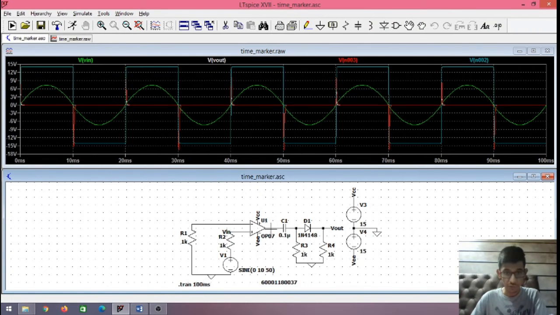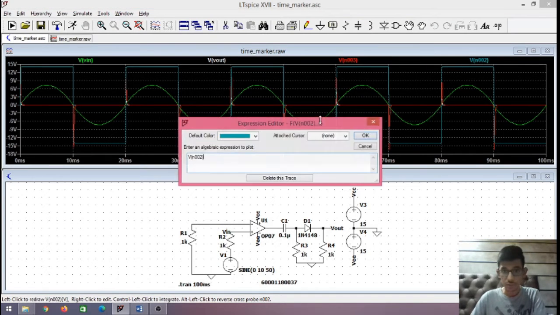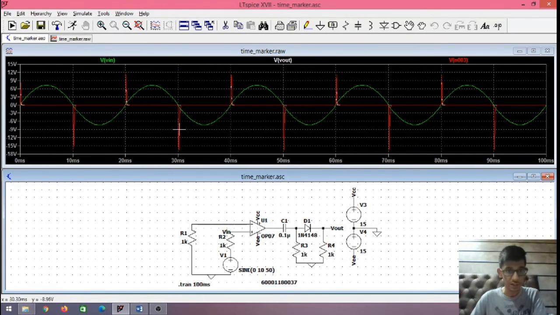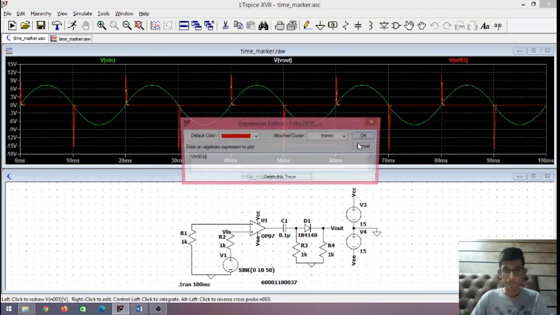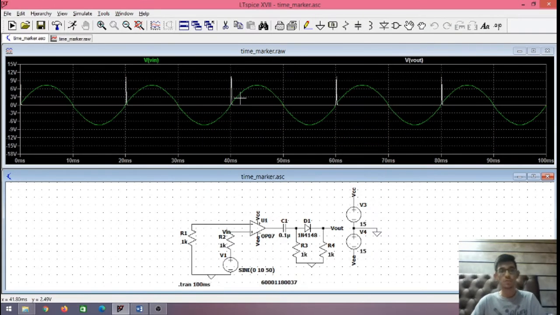The output of the comparator is this, a square wave, and the output from the differentiator we can see is the red ones. Let me remove this so we can see that clearly. The red spikes, positive and negative, and the D1 removes all the negative spikes, so we get only the positive spikes. So this is what a timer marker circuit is.